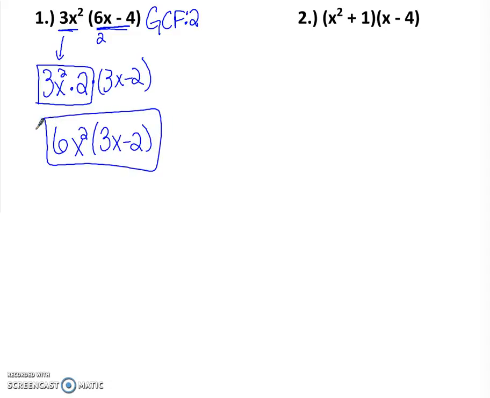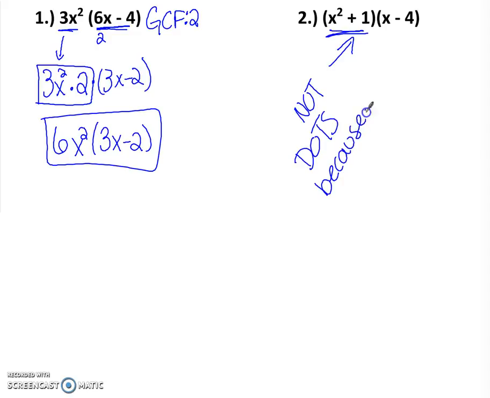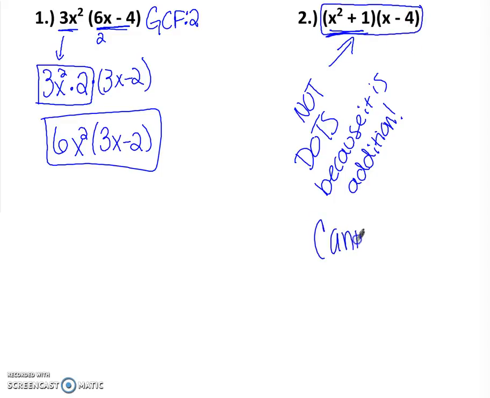Number 2, x squared plus 1. This is not a difference. It cannot be a difference of squares because it is addition. And there's no GCF. x minus 4, it's not a difference of two squares. It's not a trinomial, so I'm actually done. You could say cannot factor further.